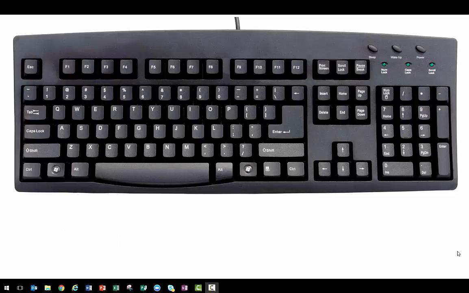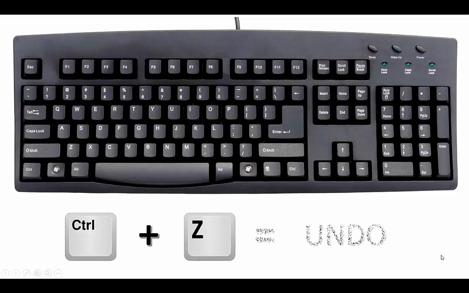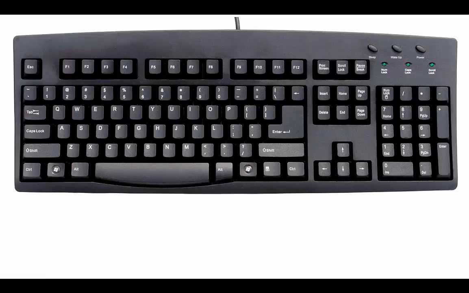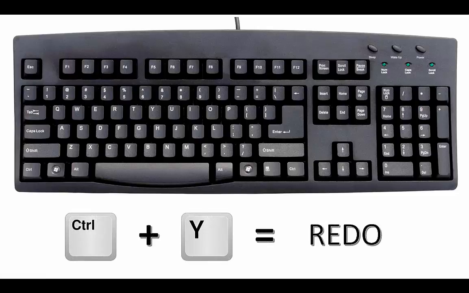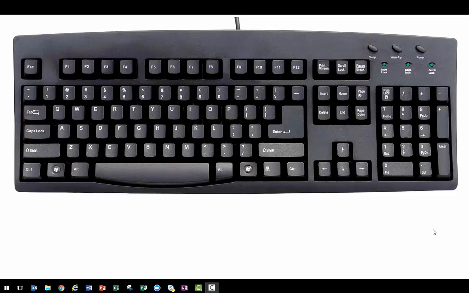italicize your text. Moving on to some less known shortcuts, if you hold down the Control key and hit the letter Z, it will undo the last thing that you just did. If you want to redo what you just undid, you hold down Control and hit Y, and that will redo that step. This next shortcut might be one of my personal favorites.